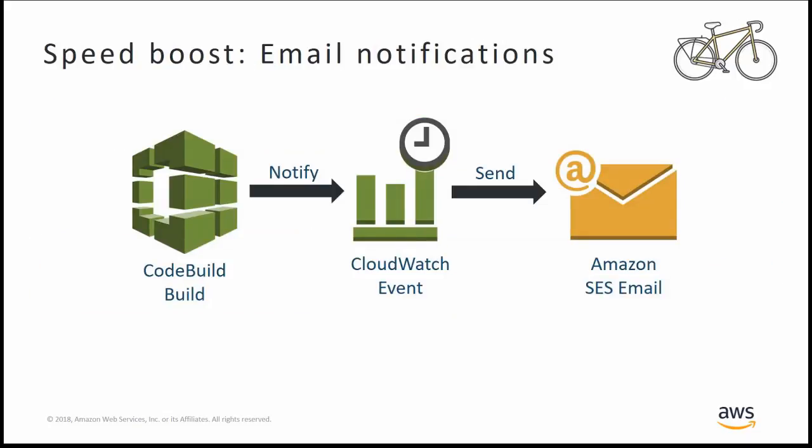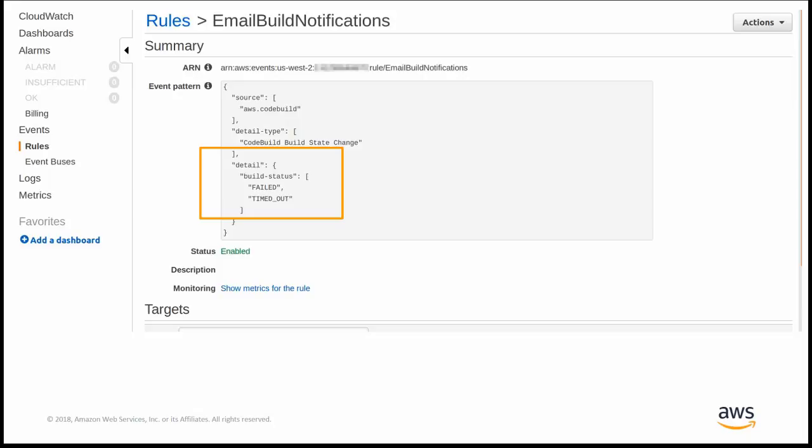So in order to get daily email notifications about failed nightly checks, I'm going to use Simple Email Service to kick off an email once I get a failed notification from CodeBuild through CloudWatch events. So here in the CloudWatch Events console, I have a rule set up to only pay attention to failed and timed out builds. So I don't really care about being notified of the successful builds by email, but I definitely want to know about failed builds.